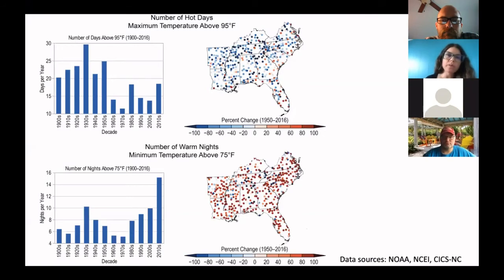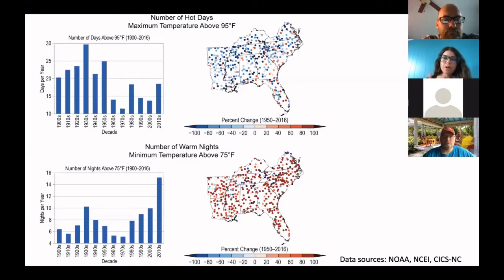Okay, so now we can start to take a look at some of the results that the report shows in terms of what we have seen in Tennessee and in the Southeast region. Here we've got the number of hot days on the top and the number of warm nights on the bottom. It's averaged out decadally, and then we've got percent change for the second half of the 20th century and the first half of this century relative to the first half of the 20th century.